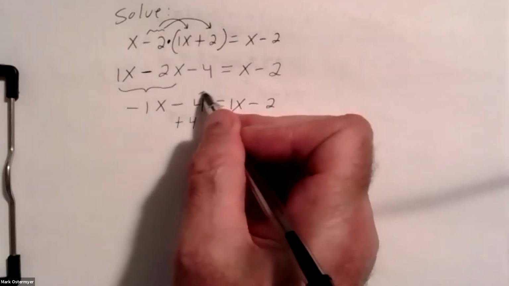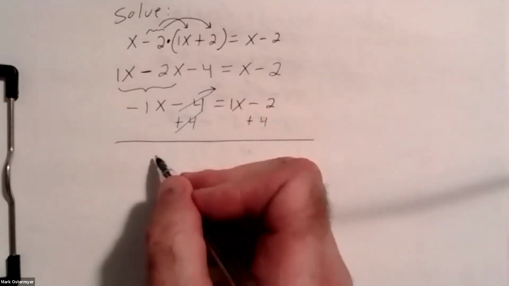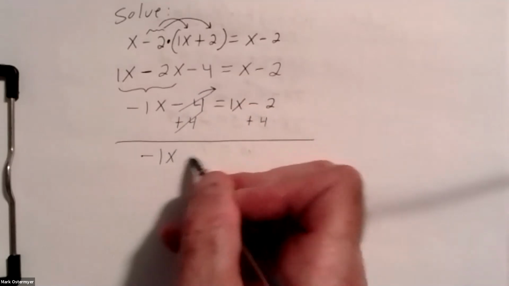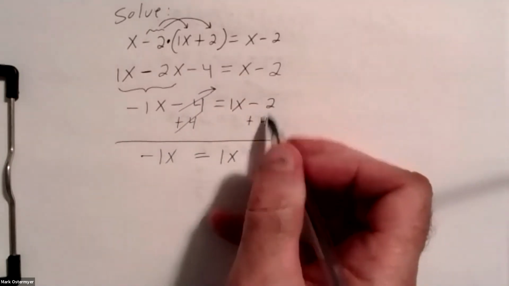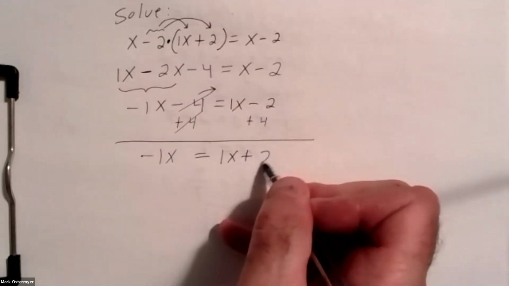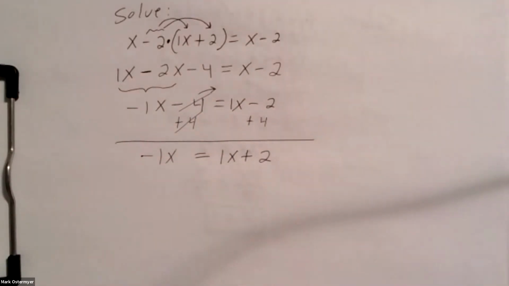That will bring this constant term 4 over to the right side to join the -2. The 4's drop out on the left side to 0, leaving you with -1x. And on the right side, we have 1x. Well, what's a -2 plus 4? Plus 2. All right, that was a good move. That was legal. Now, what's next, do you think? What's the next logical step?